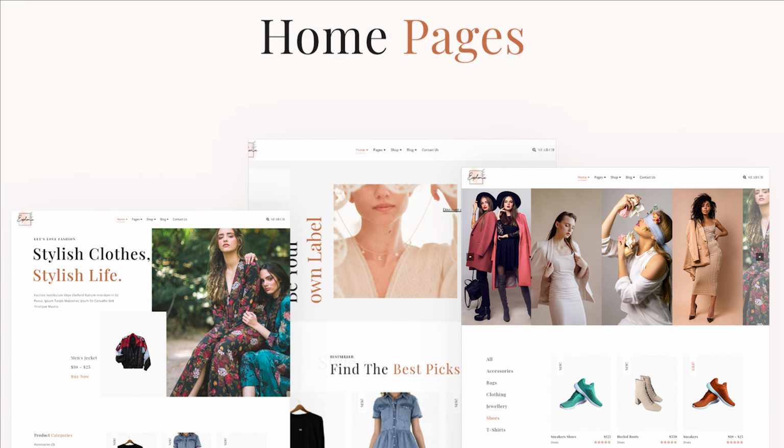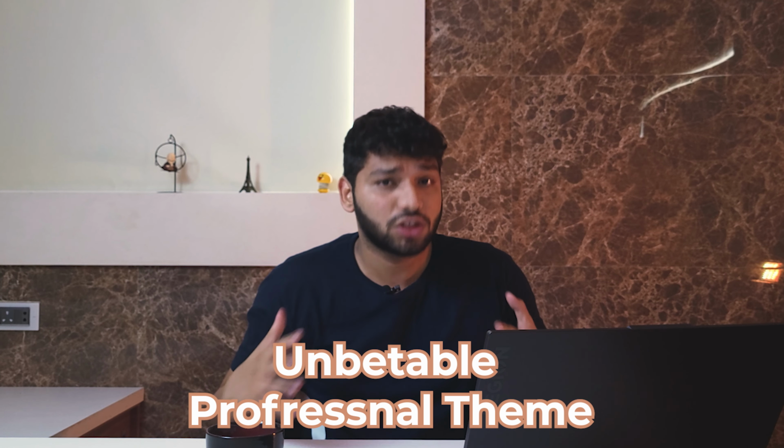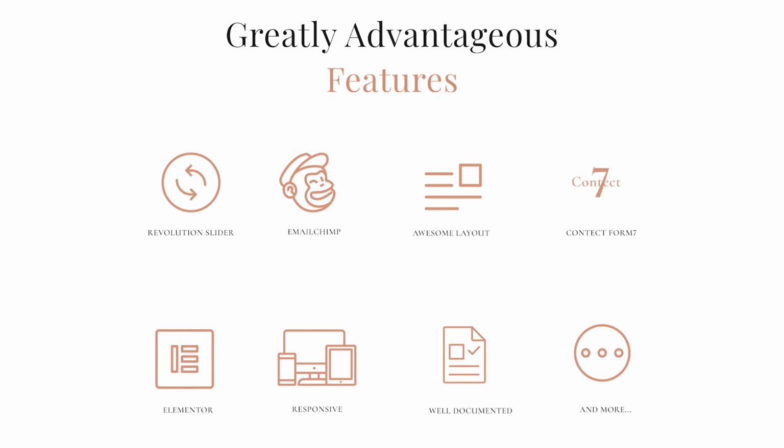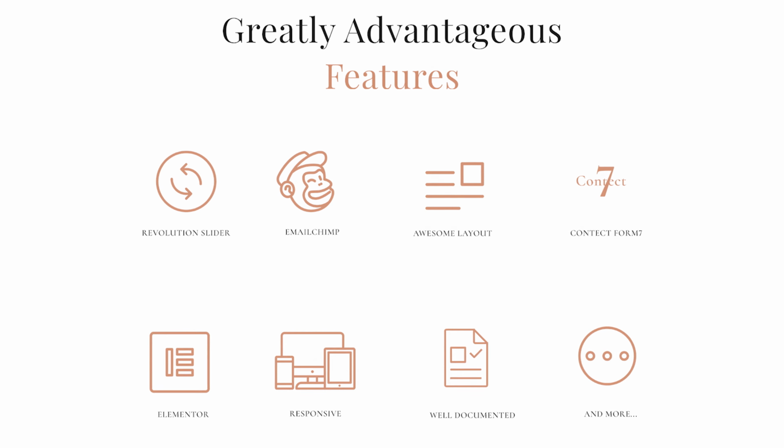You can choose 4+ highly purpose-driven home pages with multiple meaningful inner pages. With the bloat-free design and code, Euphoria is an unbeatable professional theme. Built with live and trending technologies like WPML, Contact Form 7, Slider Revolution, and Elementor, which will ease your work while you're customizing your website. So let's get into this video.